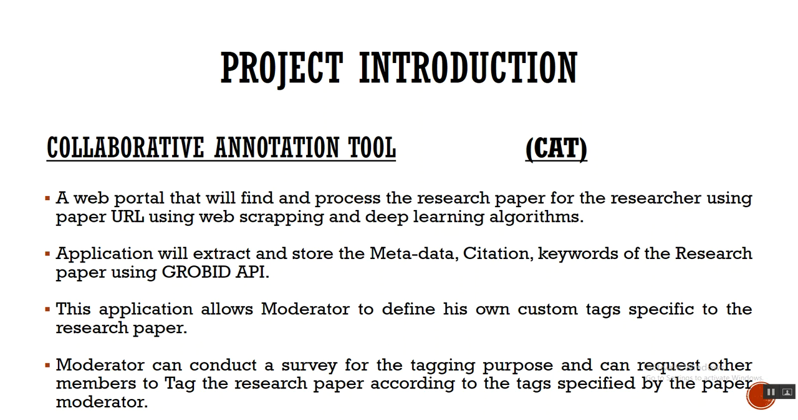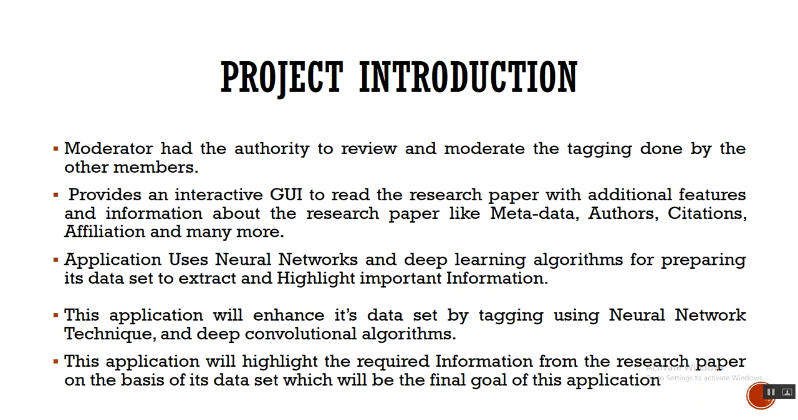CAT is a tagging tool which is developed for the tagging purpose. Using this tool, the paper moderator can define his own custom tags specific to the research paper, and not only define his own tags but also request the other members to tag the research paper according to the specified tags defined by the paper moderator. The paper moderator has the authority to review the tagging done by the other members, and he can update that tagging according to his skill set.